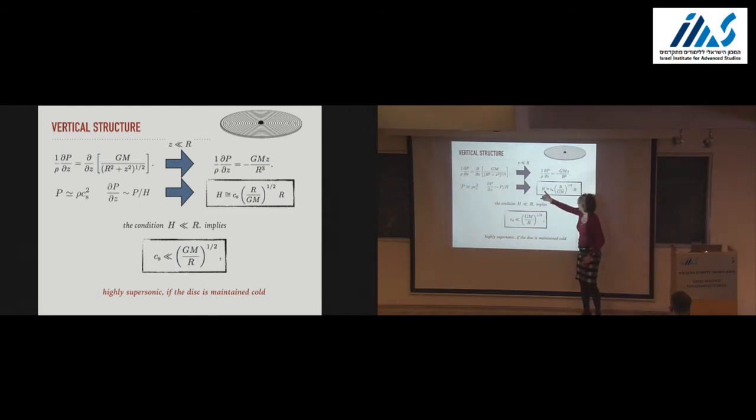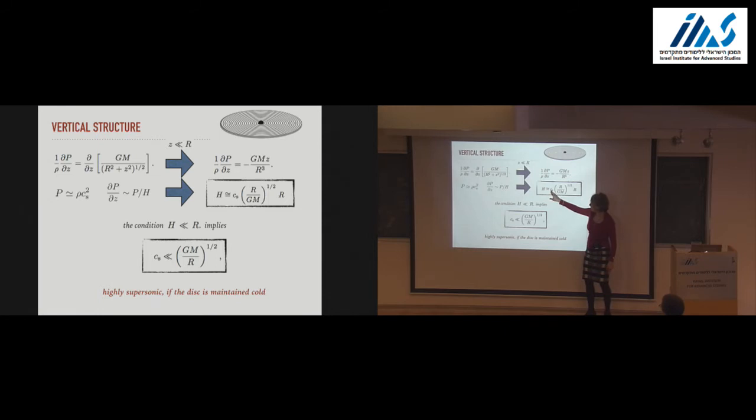Okay, so H over R is c over v. And then we find that the medium here is highly supersonic. The Keplerian velocity in this disk is much higher than the sound speed. Another thing is that H over R is the sound speed divided by the azimuthal velocity.